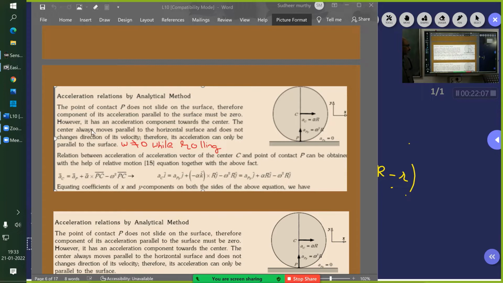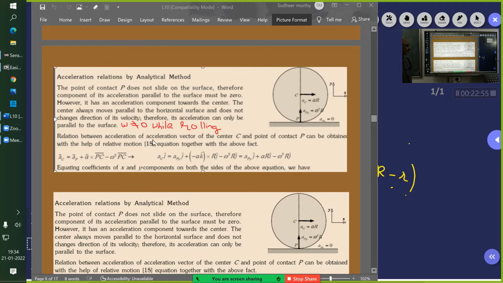Omega square r. The center always moves parallel to the horizontal surface and does not change the direction of the velocity. Therefore, its acceleration can only be parallel to the surface. If at all there is translatory acceleration, that acceleration will only be parallel, whereas the acceleration of this point will be along the radius. Got it? So by visual inspection, we can arrive at all these things. Omega is not equal to 0 while rolling. That is important here. Even though this point is at rest, omega is still present.